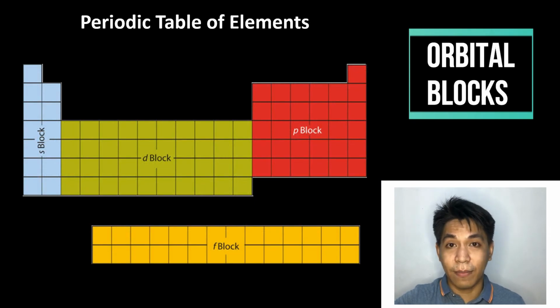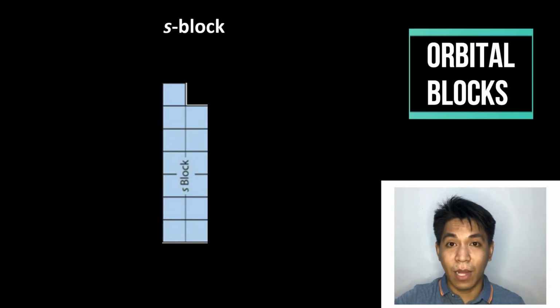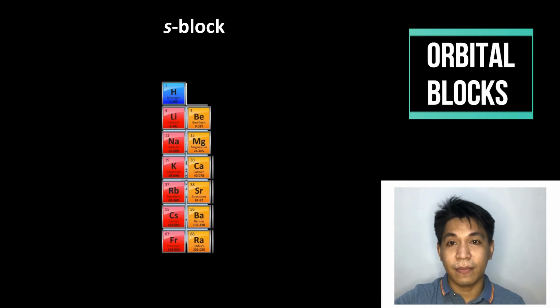So it goes like this. You have the s block, the p block, the d block, and the f block. Now we can use these blocks to identify the properties of elements. Let's begin with the s block. The s block is composed of this set of elements.